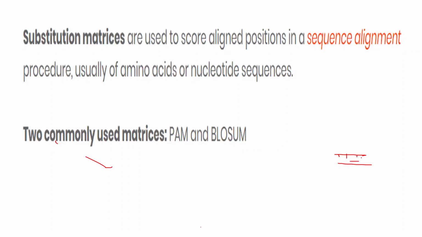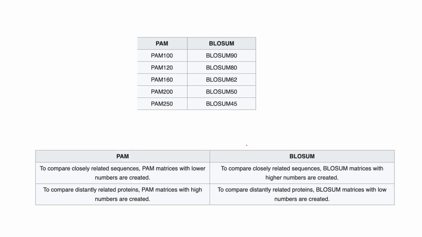Okay, so there are two common substitution matrices. One is the PAM and one is the BLOSUM. PAM is nothing but point accepted mutation, and BLOSUM is block substitution matrix. So these are the different kinds of PAM matrices, and these are the different kinds of BLOSUM matrices. So when should we use the PAM matrix and when should we use the BLOSUM matrix?